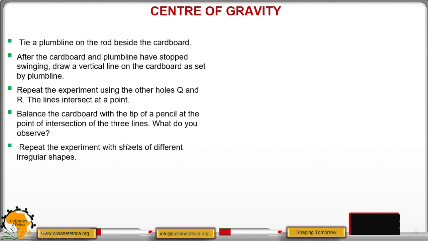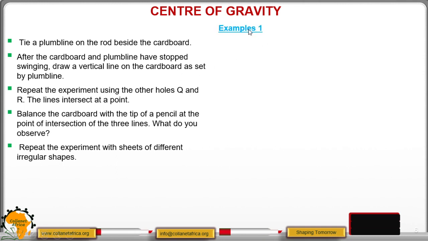Then you repeat the experiment with sheets of different irregular shapes. The observation will be that at the point of intersection of the 3 lines, the pencil, when put at that point, will balance the cardboard. Therefore, that will be the center of gravity of the irregular lamina. So that is one of the methods of determining the center of gravity of objects.